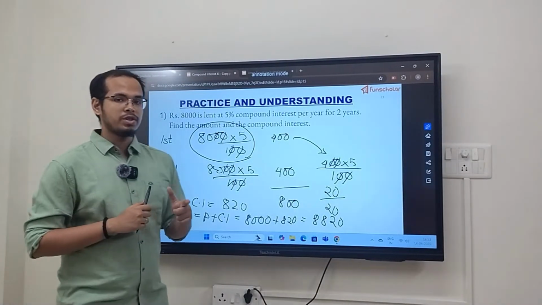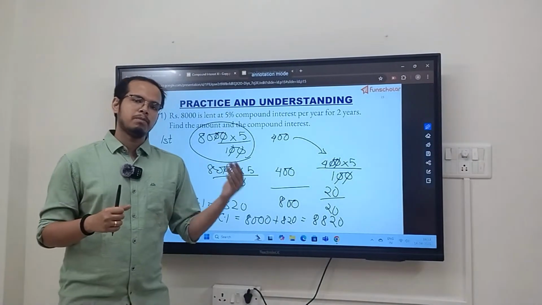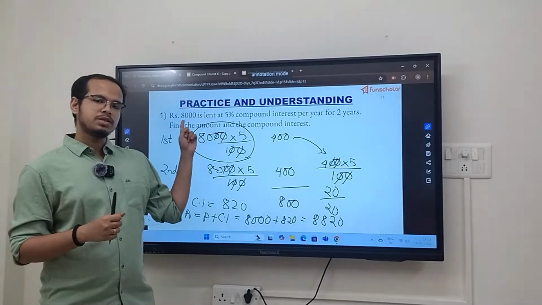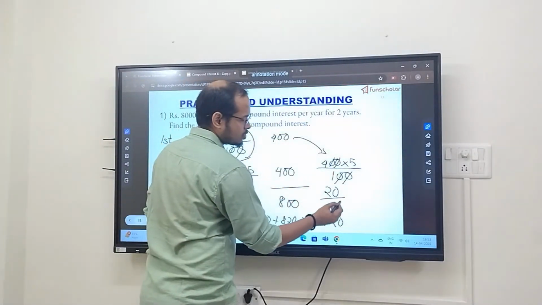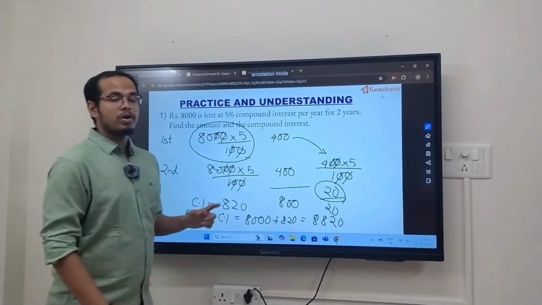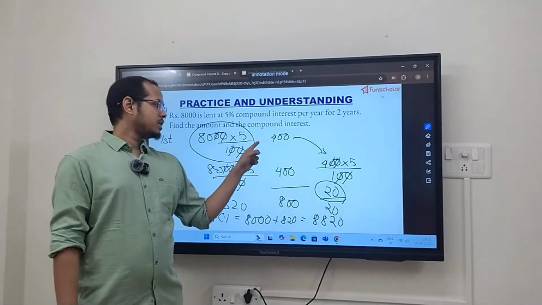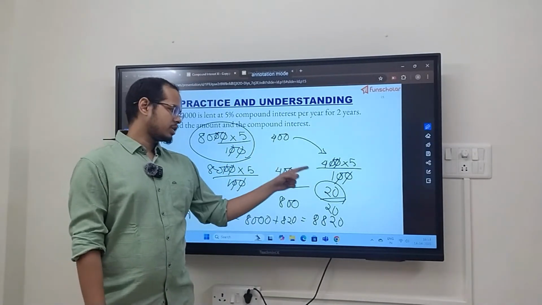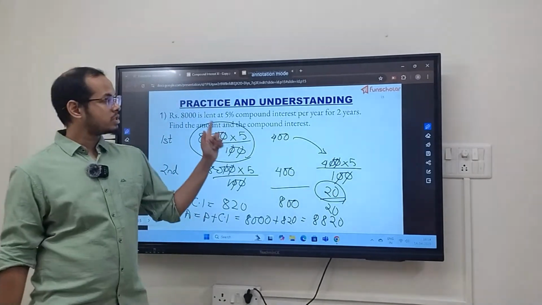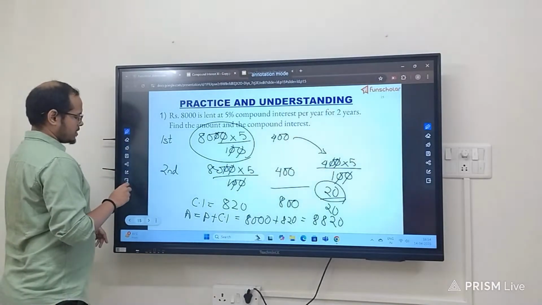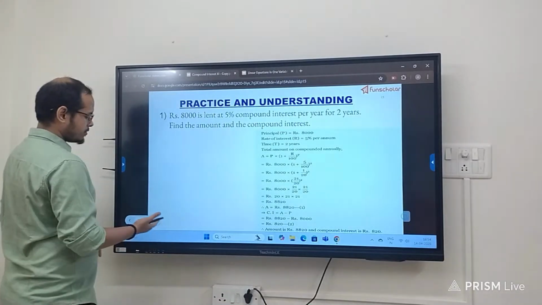In this method there is also one thing. If the question states: what is the difference between the compound interest and the simple interest for 2 years? It's nothing but this 20 rupees that we have found out, because in simple interest every year the interest will be the same, but in compound interest we get interest on interest. So this 20 rupees is the difference between the compound and the simple interest for these 2 years for this particular sum. Okay, let's move on. So this is the answer, we already have solved it.